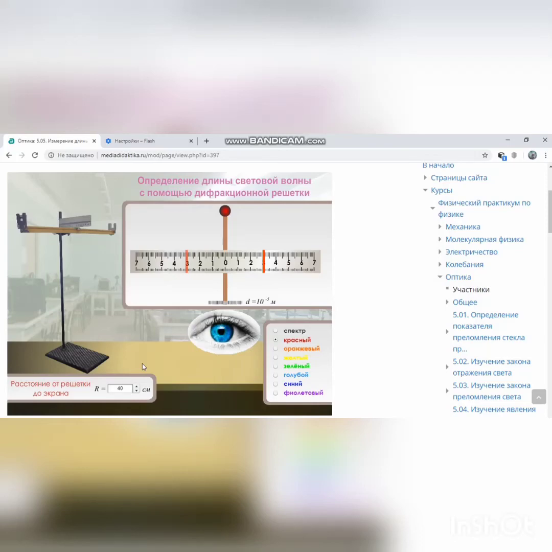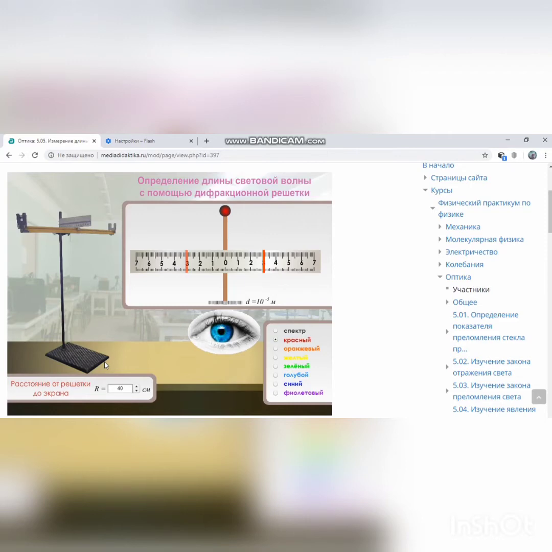The first laboratory work, the aim of the work is to determine the wavelength using a diffraction grating. The purpose of this work is to determine the wavelengths using a diffraction grating instrument. The first, here is a diffraction grating. Here is a millimeter scale screen in this ruler, and they are installed on the optical bench.